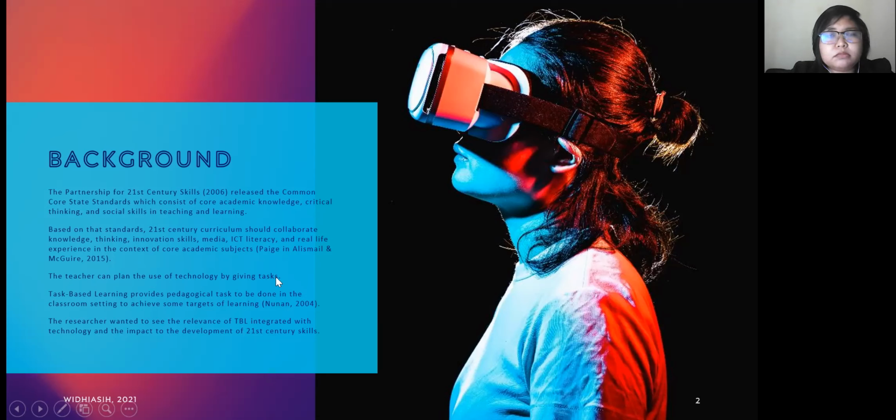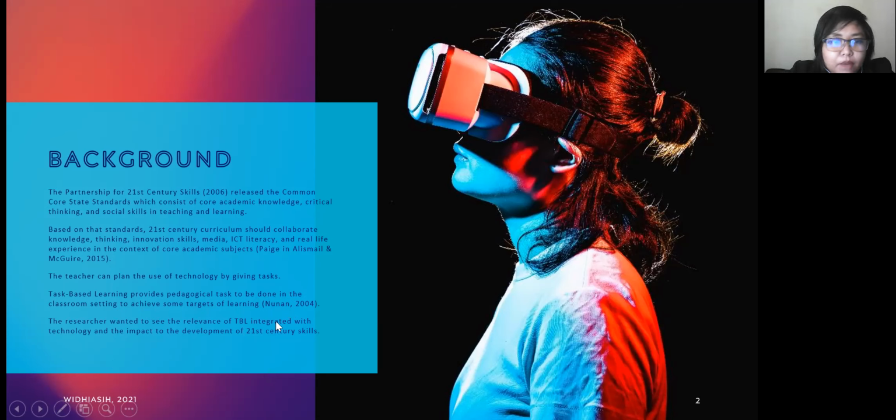When we hear about tasks, the teacher giving tasks, we will directly remember one of the approaches that maximizes the use of tasks in the classroom context. It's called the task-based learning approach. And this approach provides pedagogical tasks to be done in the classroom setting to achieve some targets of learning.